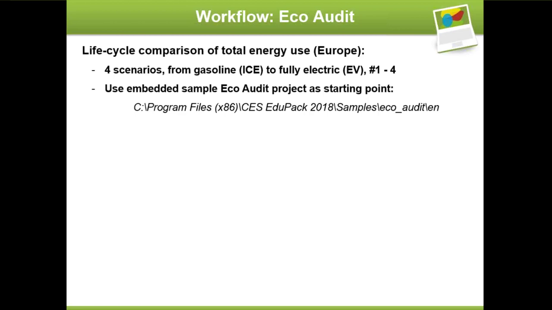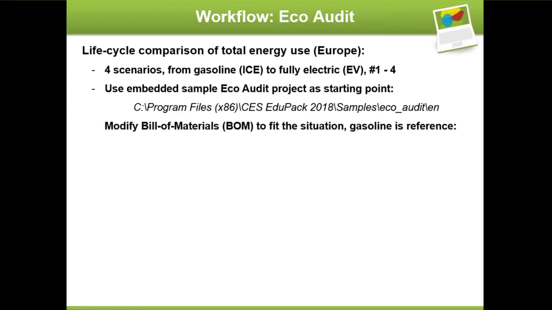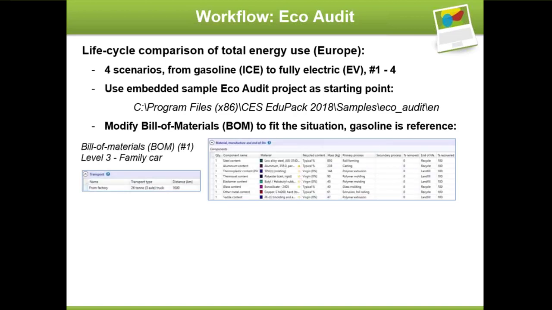In order to make these Eco Audit projects, we will use a little shortcut, because in EAG Pack we have embedded some project files already, and family car is one of those. So I will show you how to retrieve a family car bill of materials that we'll work with, and then we'll use that to modify and study the different powertrains. We will use gasoline as the reference car, and then we will add on the other options in the comparison.